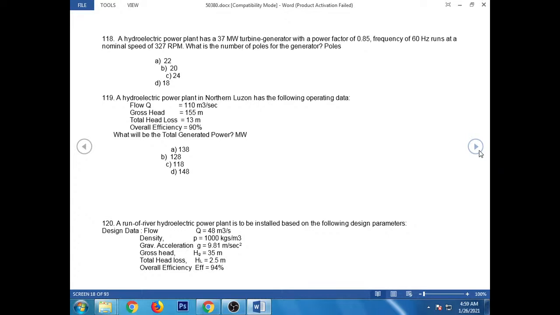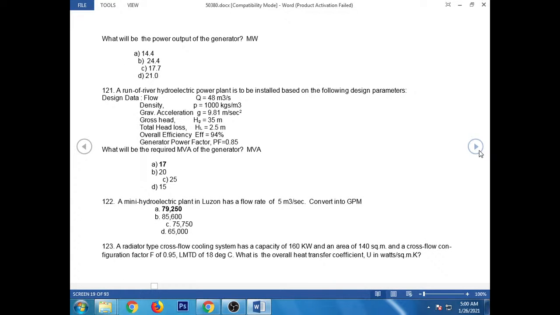A run-of-river hydroelectric power plant is to be installed based on the following design parameters. Design flow Q is equal to 48 m3 per second. Density ρ is equal to 1000 kg per m3. Gravitational acceleration g is equal to 9.81 meters per second squared. Gross head Hg is equal to 35 meters. Total head loss HL is equal to 2.5 m. Overall efficiency is 94%. What will be the power output of the generator?